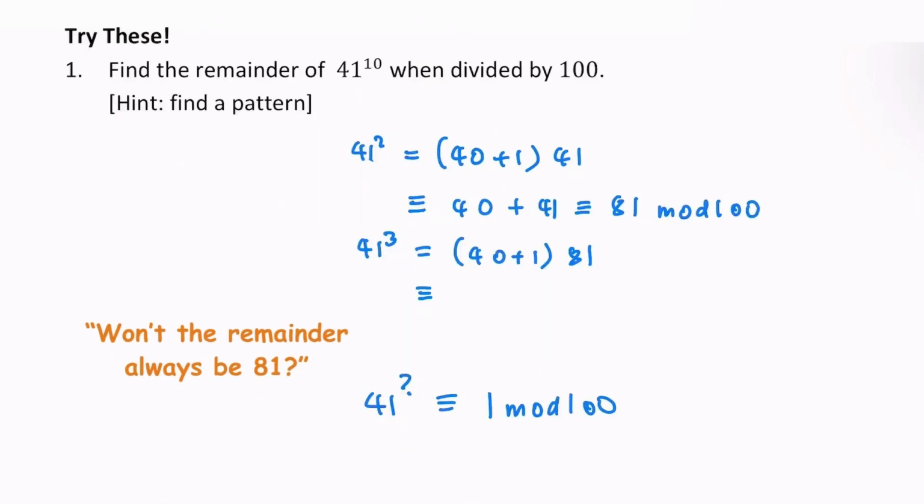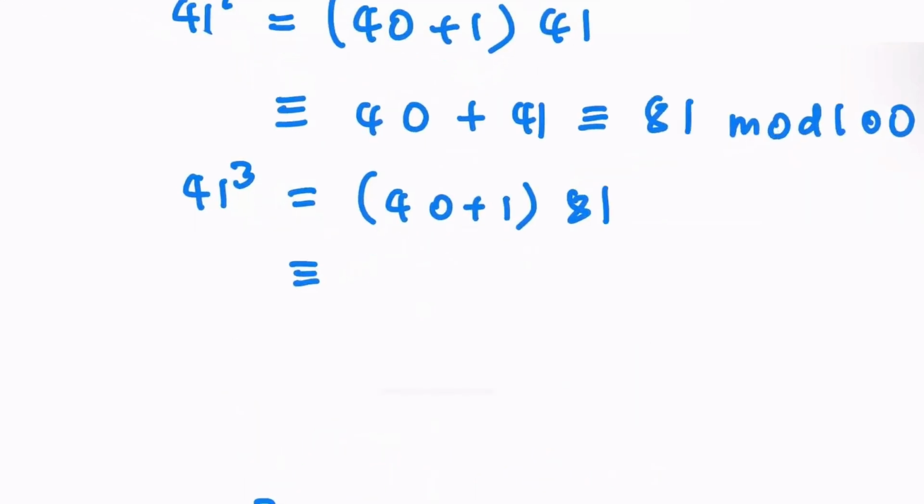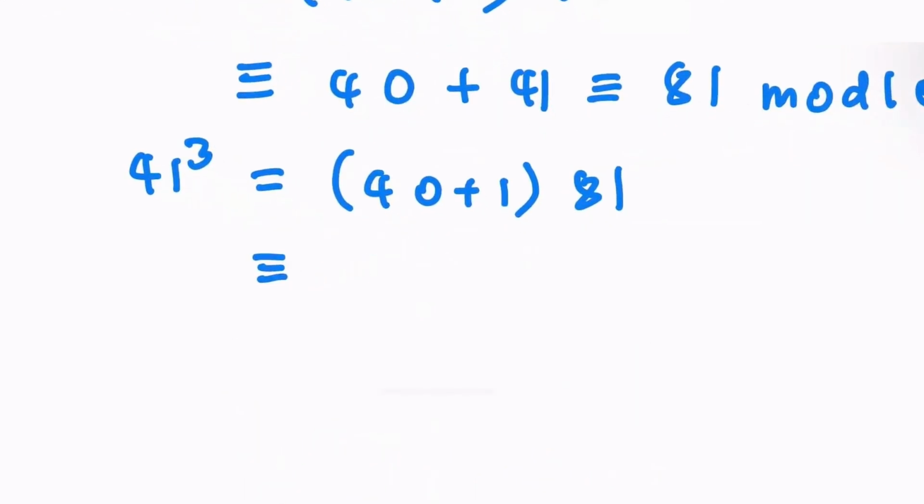Won't the remainder always be 81? Oh, no. Okay. Let me show you this one first, right? So 40 times 81, right? I only care about the ones digits. So I write the 0 first, and I take this 4. So I get a 4 here. Then I don't need to care about the 32 here. I just ignore that.